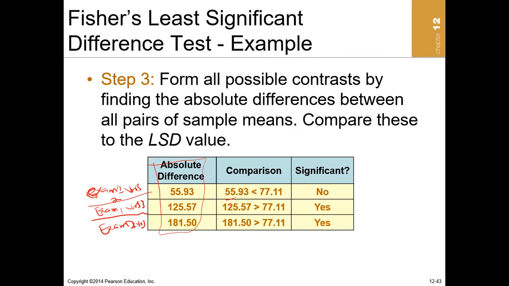The second one, 125.57, is greater than the least significant difference. So it means that we will reject the null hypothesis that there is no difference between exams 1 and 3. Then we will conclude that there is a significant difference between exam 1 and exam 3. Then finally, if you compare the absolute difference between exams 2 and 3 to the least square difference, it is great. So definitely we will reject the null hypothesis and conclude that there is a significant difference, all right?